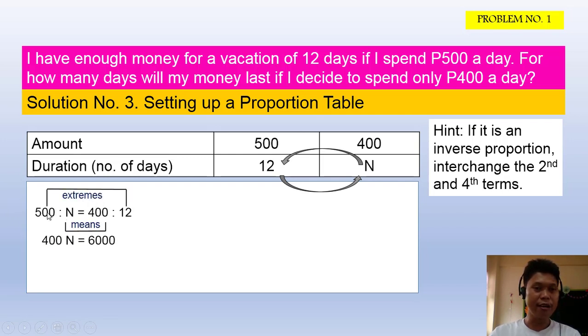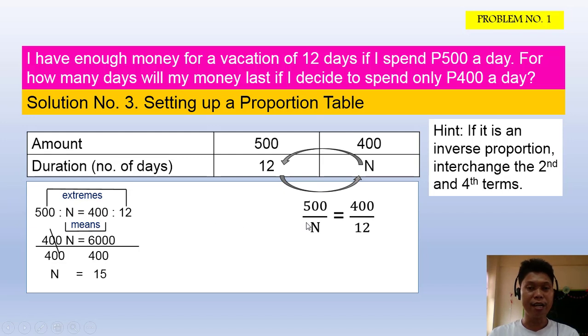And then, continue na lang tayo. N times 400 is 400n, tapos 500 times 12 is 6,000, kasi 12 times 5 is 60. Tapos, dagdagan mo lang ng dalawang zeros. So, divide mo ng 400 ang both sides. So, n is equal to 6,000 divided by 400 is actually 15.